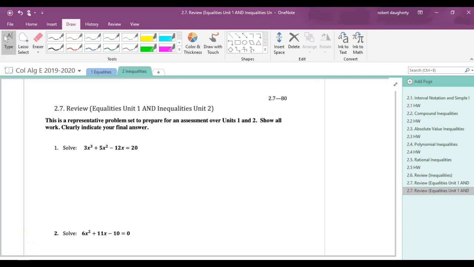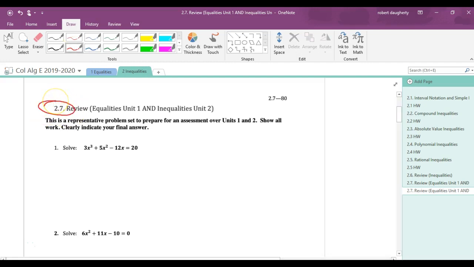Okay, this is our review 2.7. This should be a review that talks about everything we've done in Unit 1 and Unit 2. I would consider this to be the complete review. You've got a test that you did on Unit 1. You've got reviews in Unit 1. So you've got other materials other than just this review to look at.